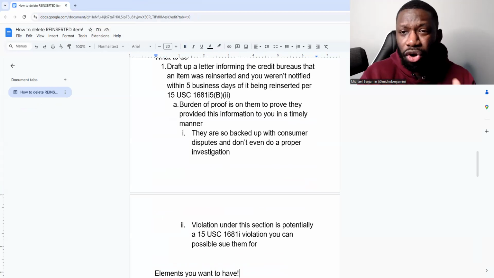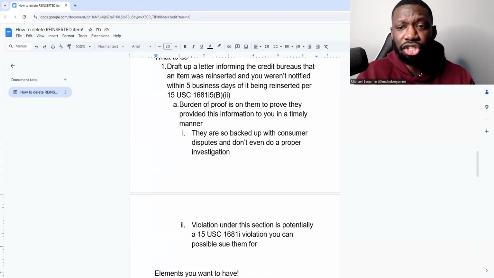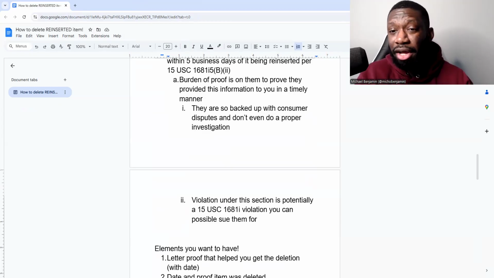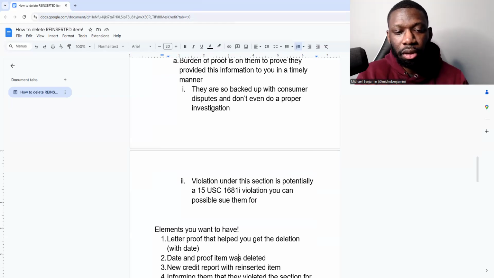So I just want to go over the elements that you do want to have, just so that y'all can have it in an easy to remember way. So have letter proof that helped you get the deletion. So obviously, if we're talking about a reinsertion, you got the item deleted before, right? So have letter proof that they did delete it. So have a scanned copy of that, right? You want to have the date as well, because all of this stuff is documentation. So you have the date and proof that the item was deleted.